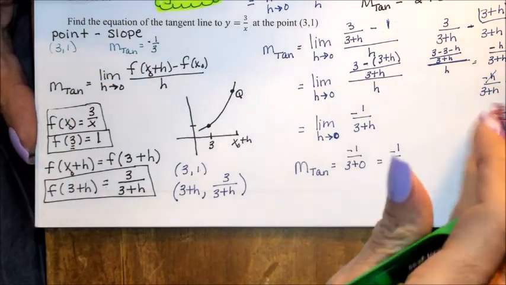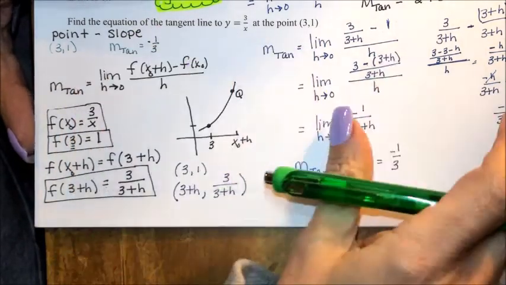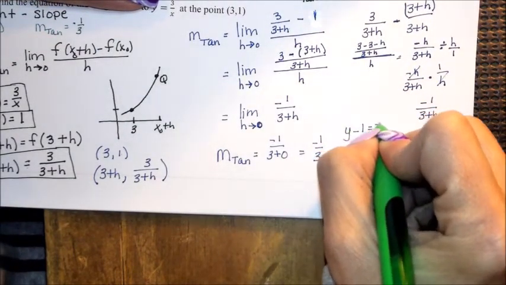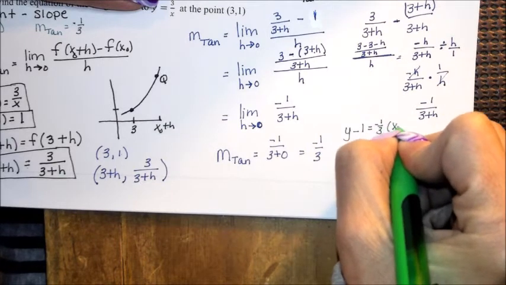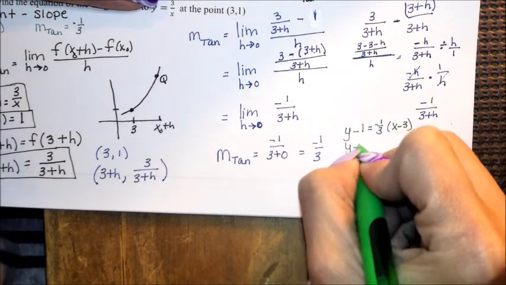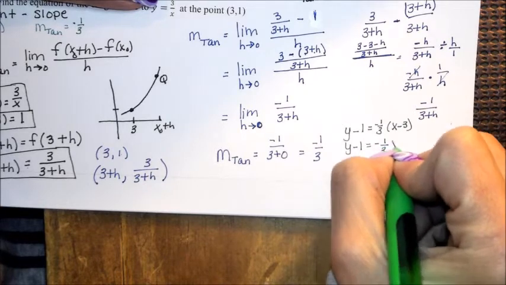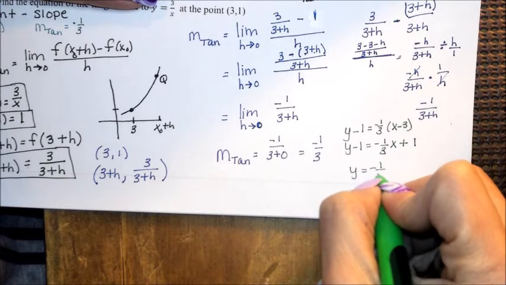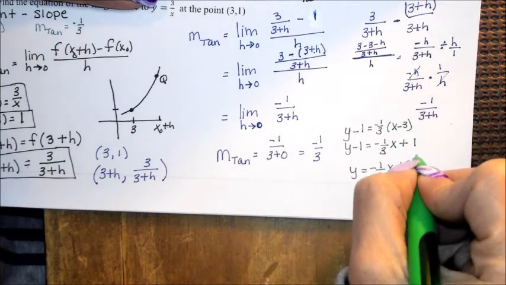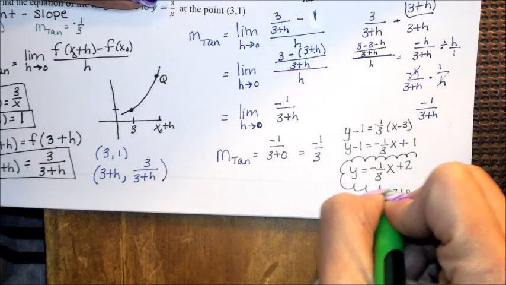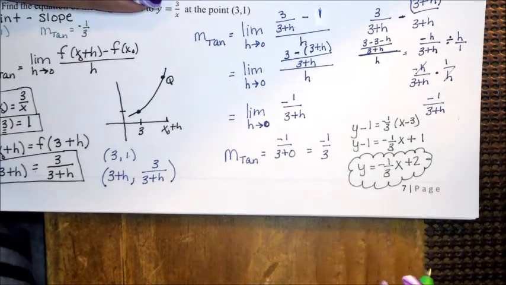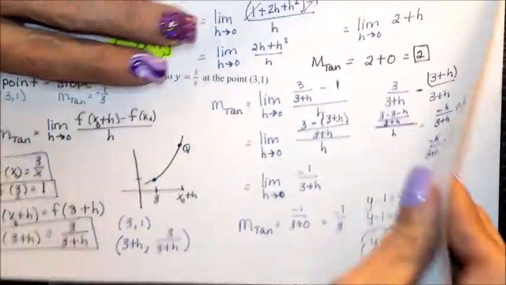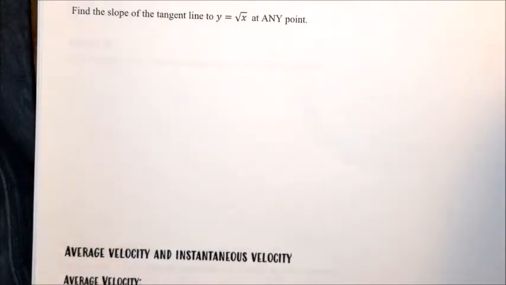Can I write the equation of a line? You bet. 3, 1 with a slope of negative 1/3. Y minus 1 equals negative 1/3 times x minus 3. Y minus 1 equals negative 1/3 x plus 1. Y equals negative 1/3 x plus 2. Yep, that's what I got on my paper too. All right, that's a whole lot of math going on there.